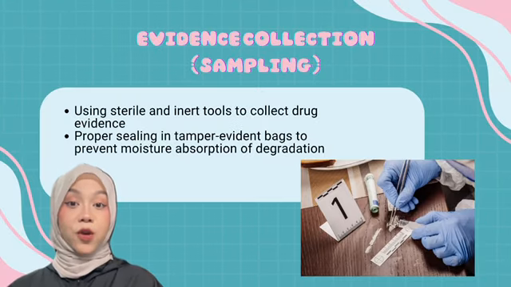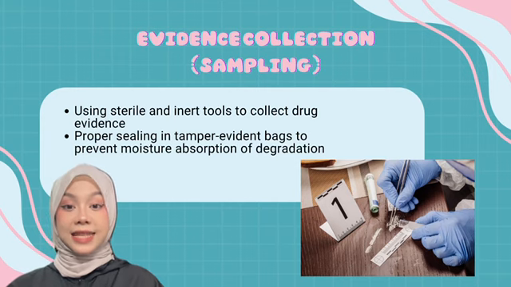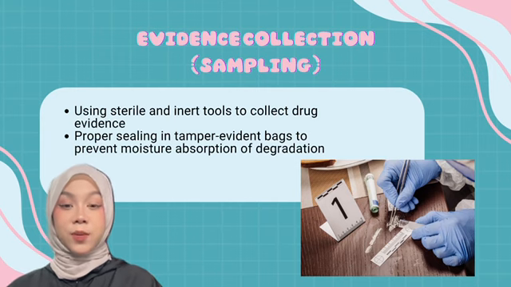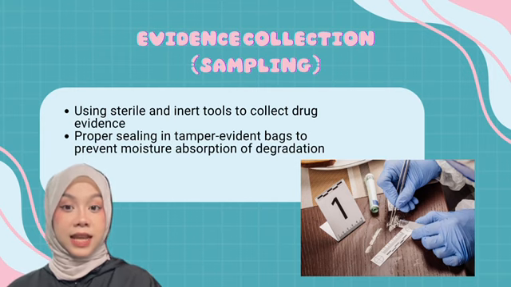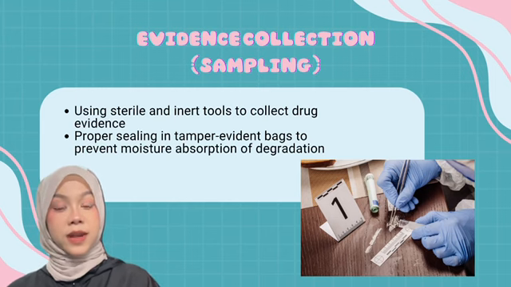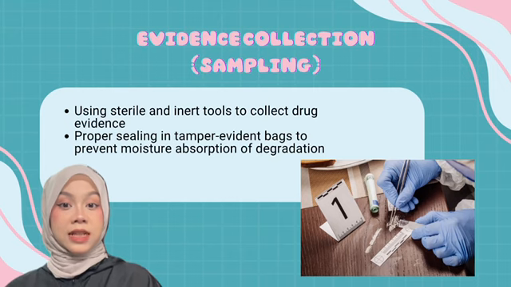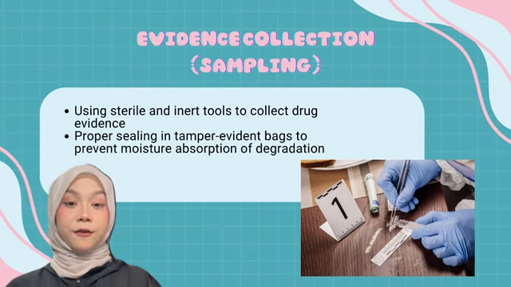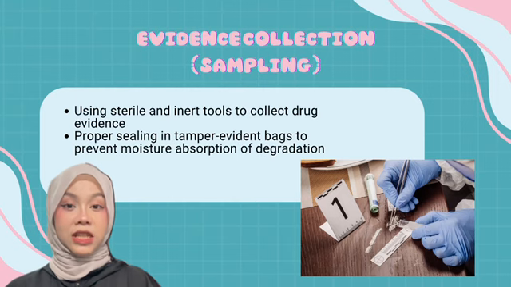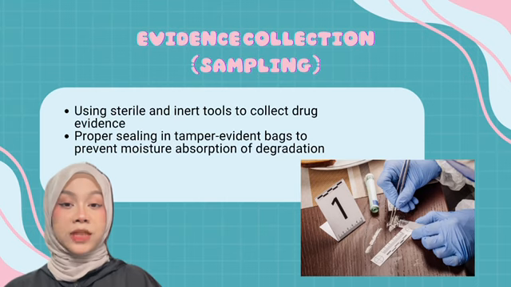Next, let's move on to the methodology. In this phase, we will discuss the strict protocols required in forensic science to handle, store, and prepare suspected drug samples before any instrumentation analysis can take place. First, we look at evidence collection and sampling. It is vital to use sterile and inert tools to collect the drug evidence to avoid cross-contamination. Following collection, proper sealing in tamper-evident bags is mandatory.